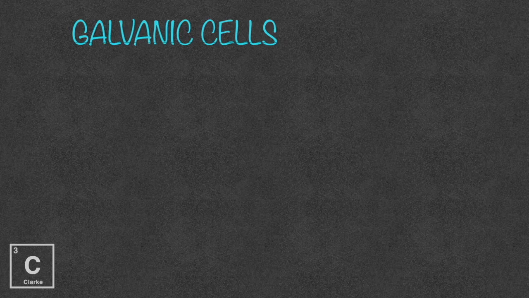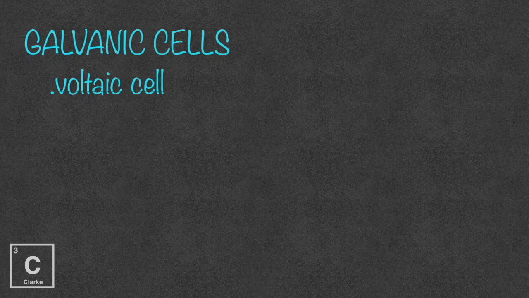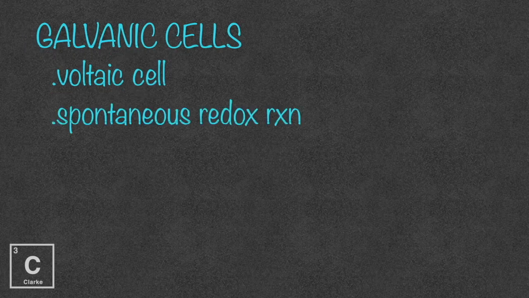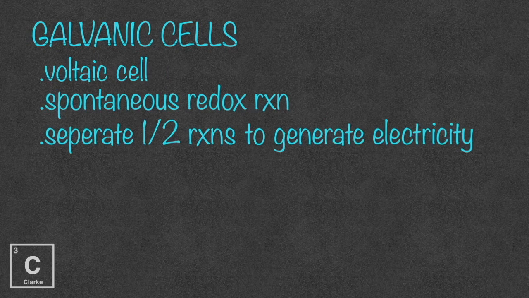Okay, so the first type of cell we're going to talk about is called a galvanic cell. Another word for galvanic cell is a voltaic cell. This is the type of battery that will create a spontaneous redox reaction. This is important. This is what we want, a spontaneous reaction. Again, we're going to have to split our redox reaction into these half reactions to generate the electricity. So we're going to separate the redox reaction into the oxidation part and the reduction part. This is going to be the majority of this lesson, galvanic cells.